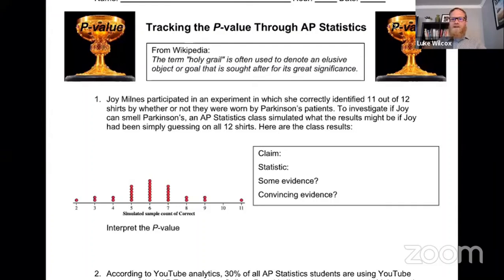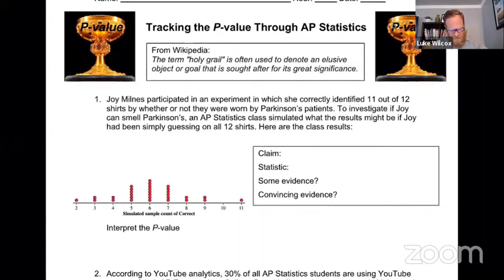And so what I've done is I've put together 4 example problems that would come from 4 totally different parts of the course. One from the beginning, one from early on, a little bit later, and then one towards the end. And we're going to see how our progression of understanding of the p-value happens throughout the school year in AP Statistics.